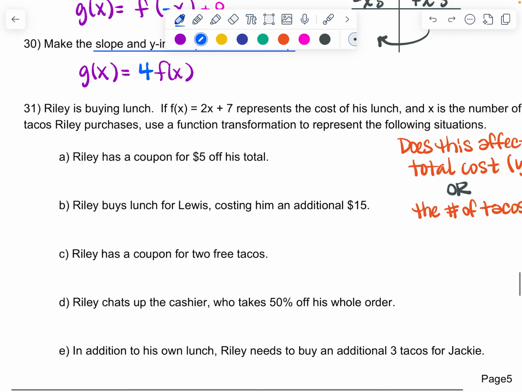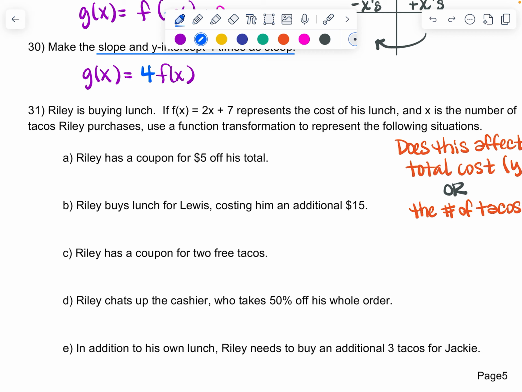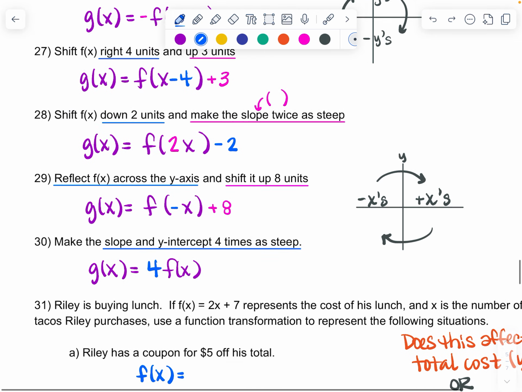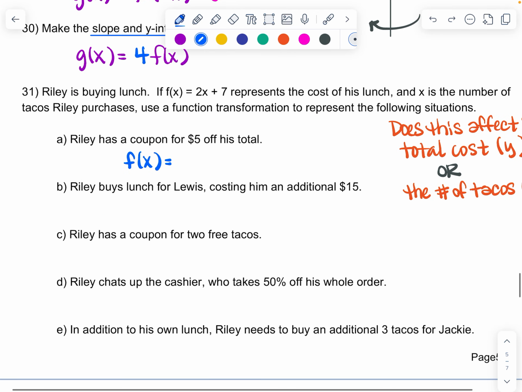So part A, Riley has a coupon for $5 off his total. Well, clearly that's affecting total cost. So when I write f of x, I'm not going to change the function. You're not writing a new linear equation. You're writing it in function transformation rule form, like we're doing all up here.